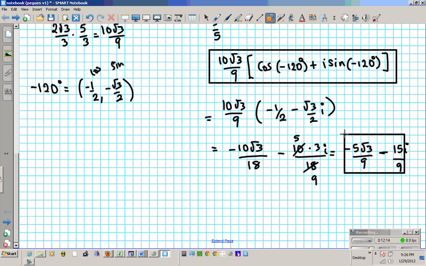Alright? Okay. Now, let's take a look at powers. It's polar and it's rectangular. Example number 2. Example 2 is as follows.